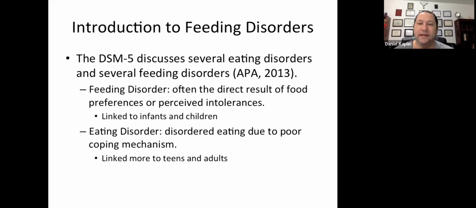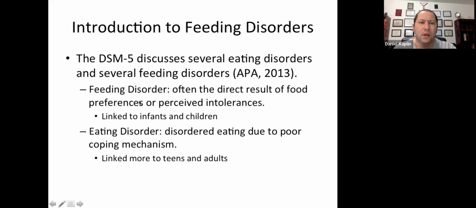So as I mentioned, in the DSM-5, it does include several eating disorders and several feeding disorders. And the first thing I want to do is make a distinction between the two. Eating disorders, usually the disordered eating is due to some kind of poor coping mechanism. And we see that the onset of the condition is frequently in the teenage years and in adulthood. That, in comparison to feeding disorders, is usually feeding disorders are due to some kind of food preference or perceived intolerance. You might hear a person say, oh, the child's very picky when they're eating. And we see these feeding disorders occur much earlier, such as in infancy and childhood.